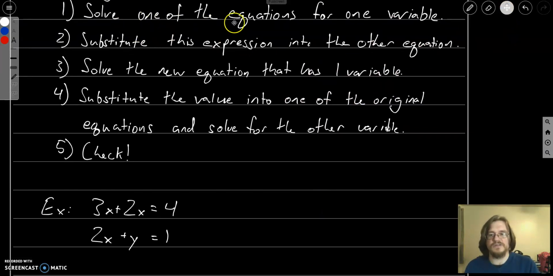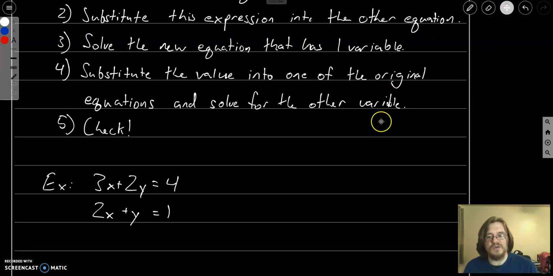Let's apply this. So the first thing is that we want to solve one of the equations for a variable. And here I have 3x plus 2y is equal to 4, and 2x plus y is equal to 1. So if I want to solve one of these equations for one variable, I'm going to see that the second equation is going to be pretty easy to solve for y. So if I try to solve the second equation for y, what will I get? I can subtract 2x from both sides. So if I subtract 2x from the left-hand side, those will cancel. And then on the right-hand side, I'll have 1 minus 2x.